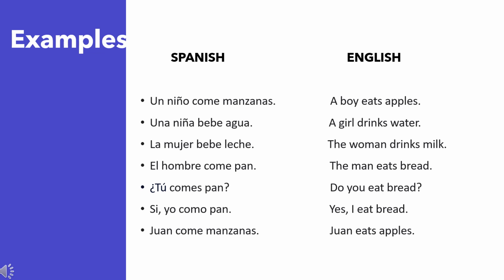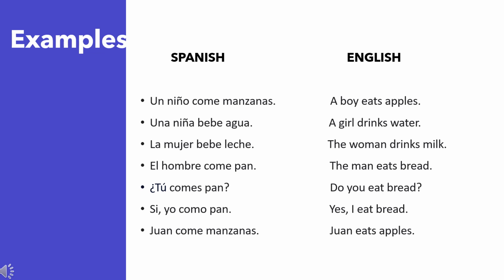Here we have examples of sentences from Spanish to English. On whatever words we have learned till now, I have used those words to form the examples so that you will understand how to use those words in our sentences.